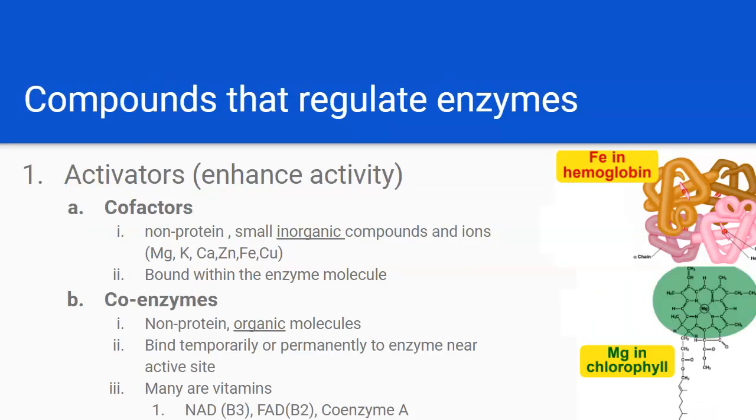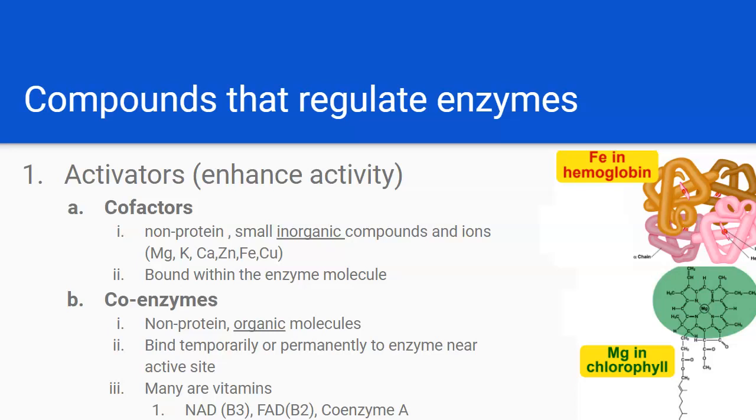Things that can regulate enzymes, whether it's speeding enzymes up or slowing enzymes down. The first in this case are helping. These are activators. They enhance the activity of the enzyme. There are two ways to do that.